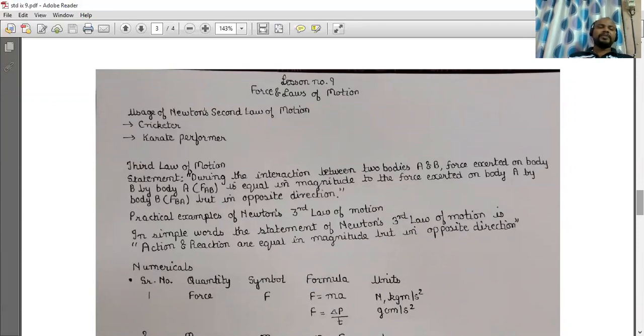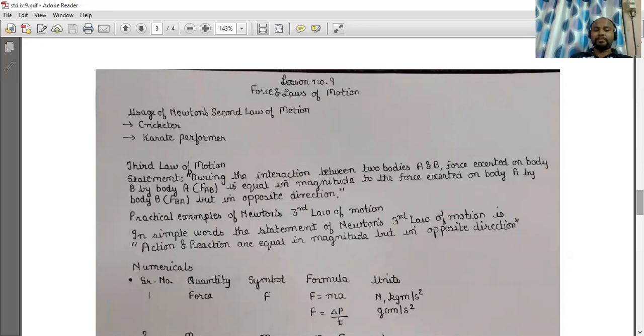We see the cricketers, while catching a ball which comes from a particular height, they try to increase the time to catch the ball instead of jumping in the air. By increasing the time, what happens? The velocity of the ball which is coming towards the cricketer decreases. So the chances of injury to the cricketer is less. Whereas in case of a karate performer, he tries to minimize the time and he tries to hit the particular tiles with a greater force, which breaks the tiles into pieces.